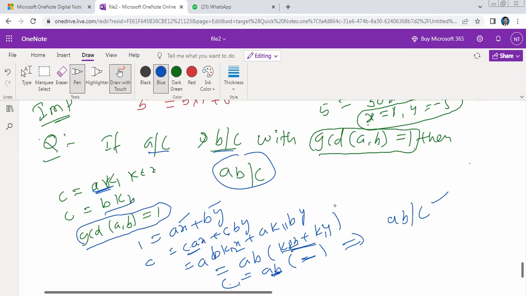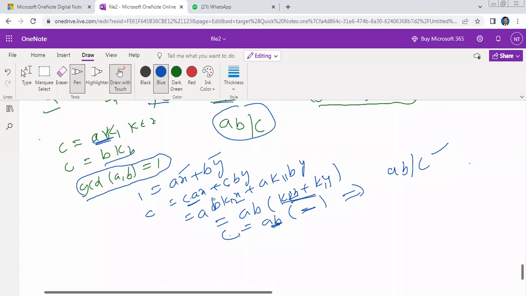Sir, they are nothing but prime numbers? No, no, no, co-prime. A and B are not mentioned to be prime numbers. GCD of A comma B is 1 means they are co-primes, relatively prime.